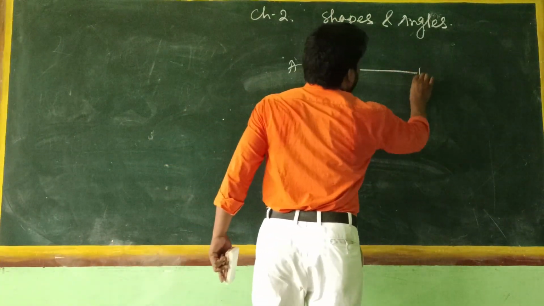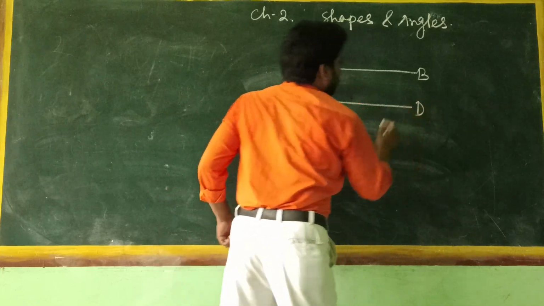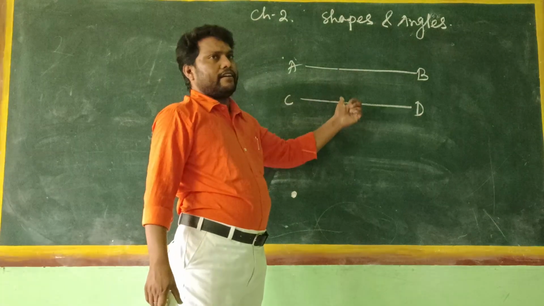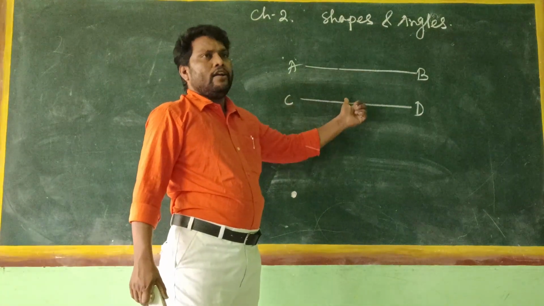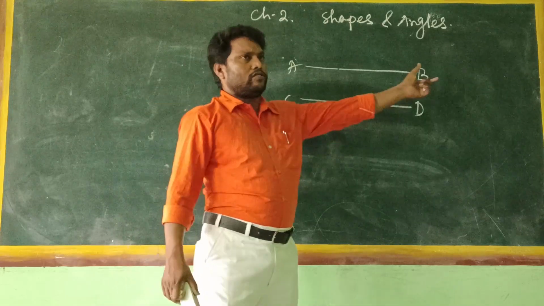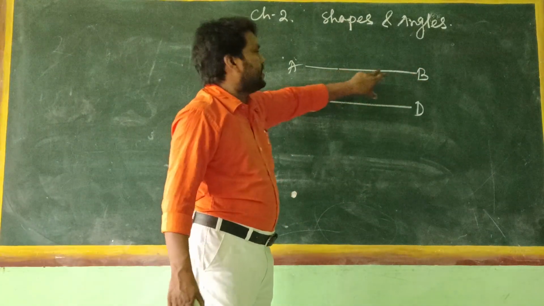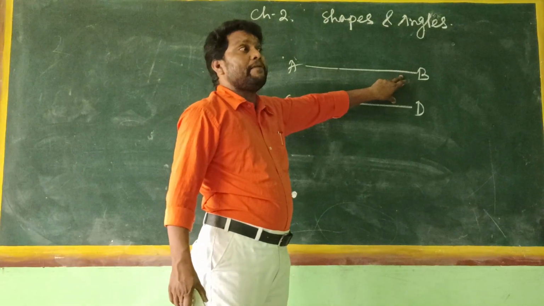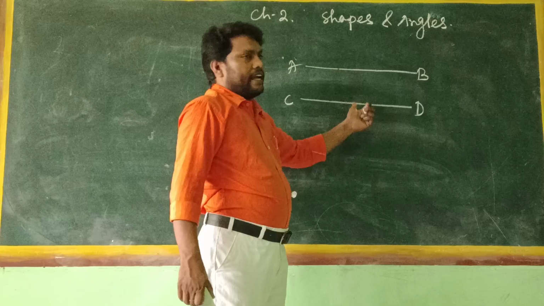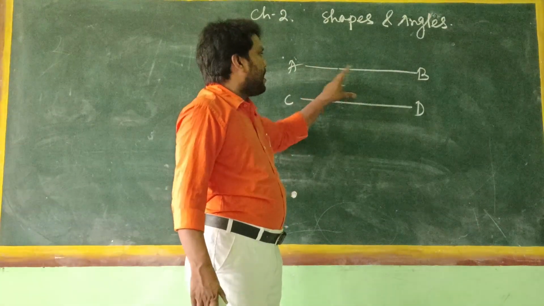Suppose it is AB, it is CD. When one pair of lines goes to either side by maintaining their equidistance, and if they never meet at a point, do they meet at a point? No, they never meet.